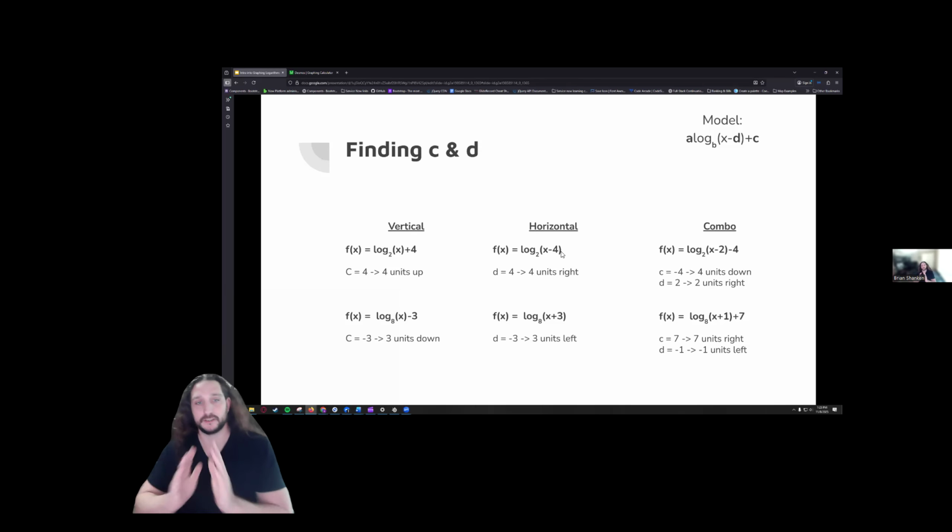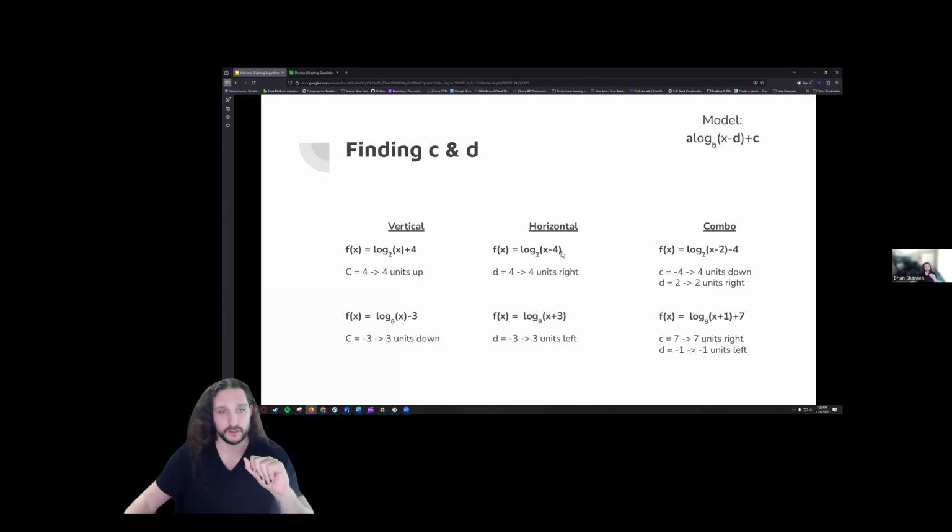So let's look at our horizontal. Now we're going to be looking at the change inside of that argument. So we've got log base 2 of x minus 4. We're going to identify our d. We look up here, it's x minus d. We've got x minus 4.